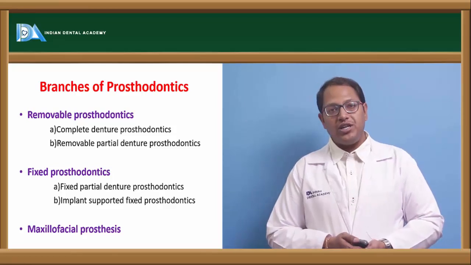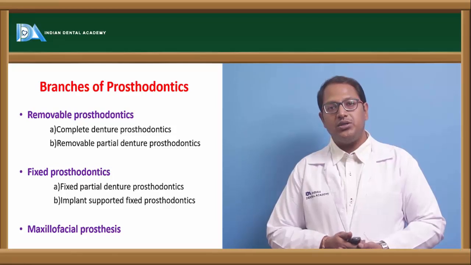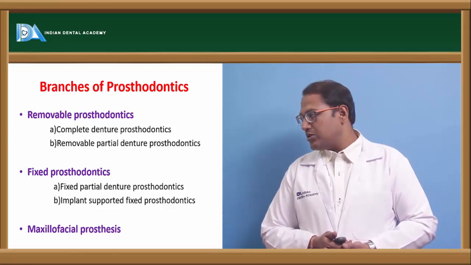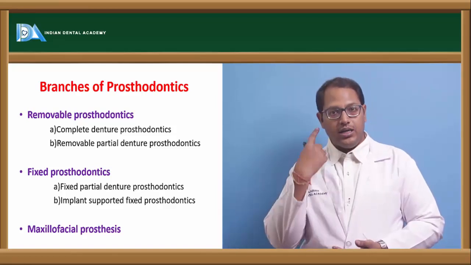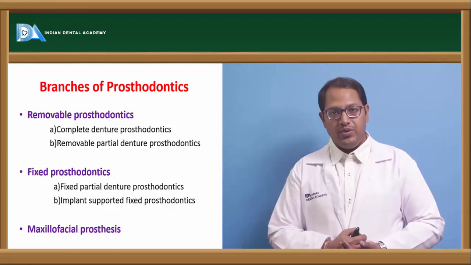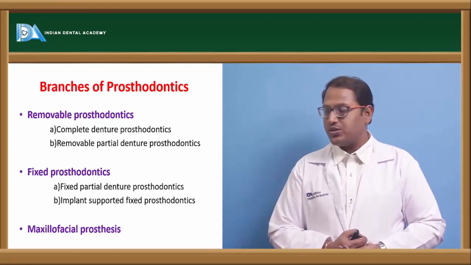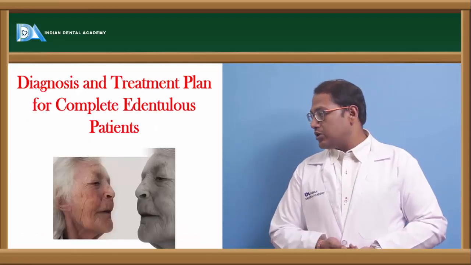Coming to maxillofacial prosthesis, that is a branch which can again be further classified into removable as well as fixed prosthodontics. How is that so? For example, our nose and our ears: when we are replacing them and we are not fixing them with an implant, that will be under removable prosthodontics. If we are fixing them back, then that will be under fixed prosthodontics.